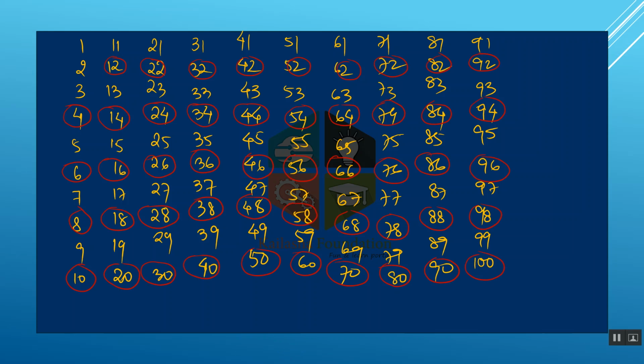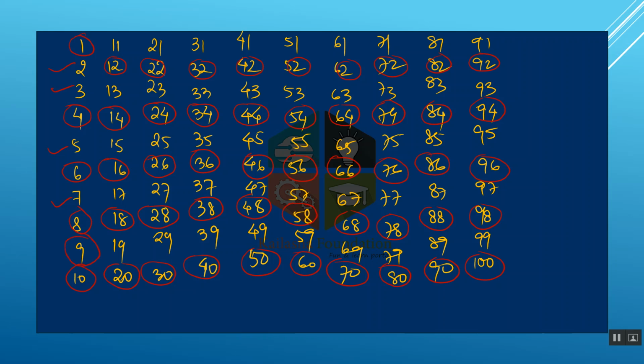Now 1 is not prime, so we will encircle 1 also. We are circling all the numbers which are not primes. So 2 is prime, 3 is prime, 5 is prime, 7 is prime, 9 is not prime. Why? Because 9 is divisible by 3. So we get a hint that we have to check the divisibility by previous numbers to check if a number is prime or not.